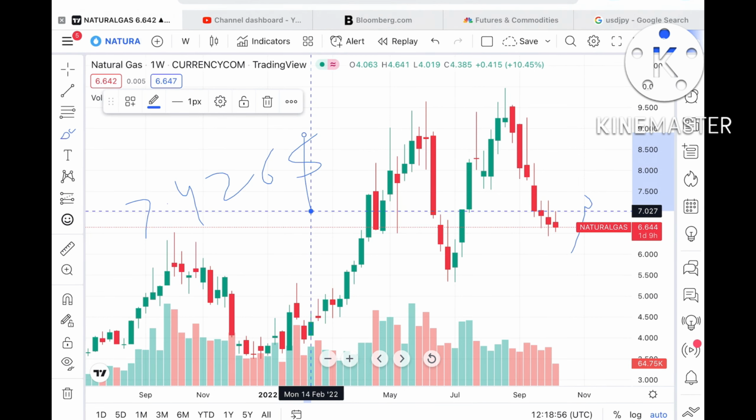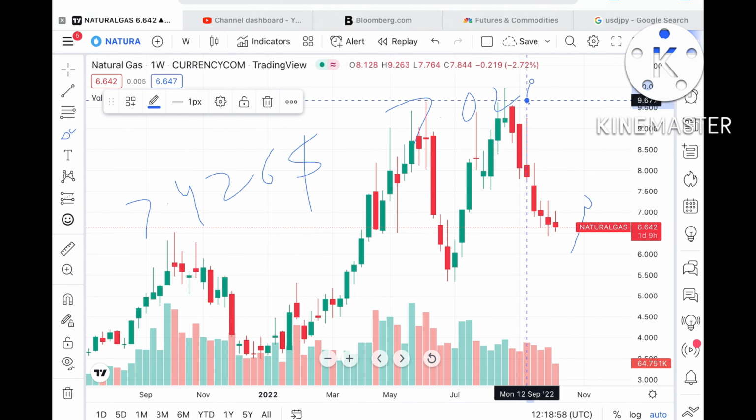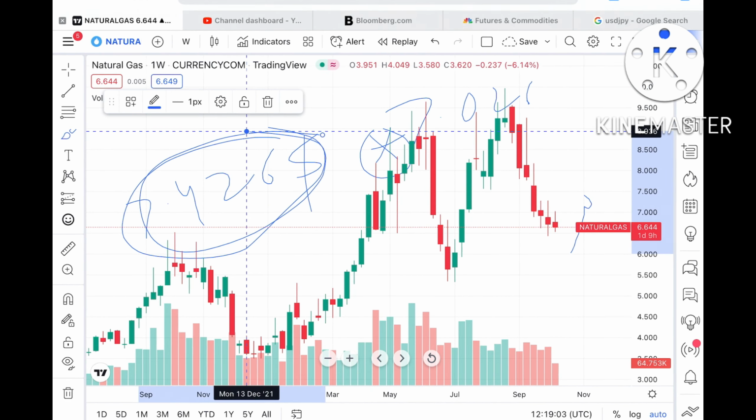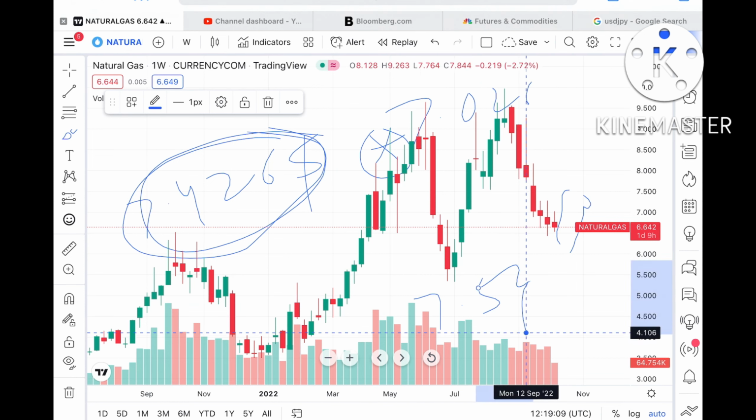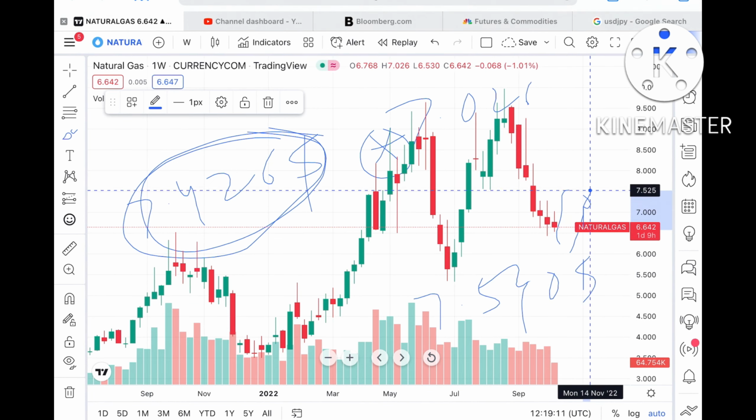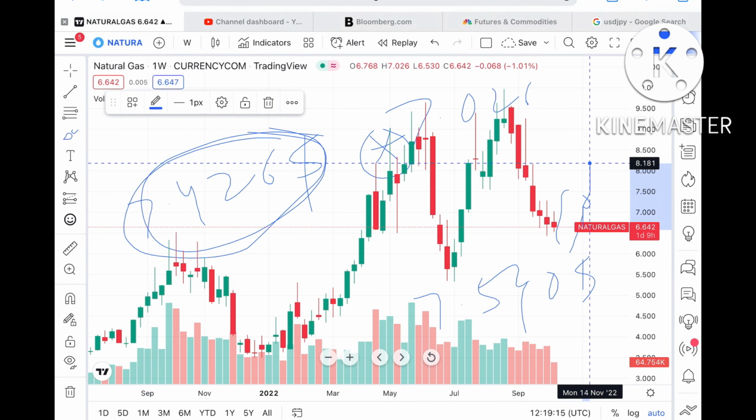If the price goes above a level of $7.026, then we can touch this particular level. Okay, and if the price goes above that level, then we can see it can touch a level of $7.540, and from there we can see it can go further upside. There is a probability it can go further upside. So you have to keep this in mind.